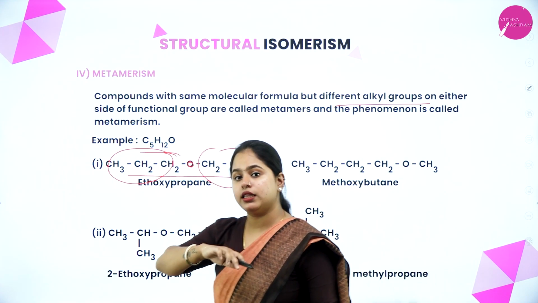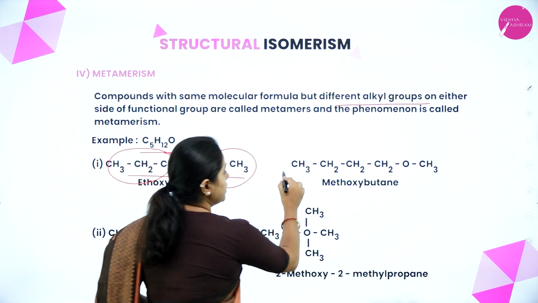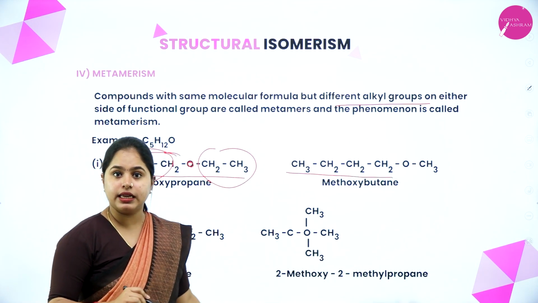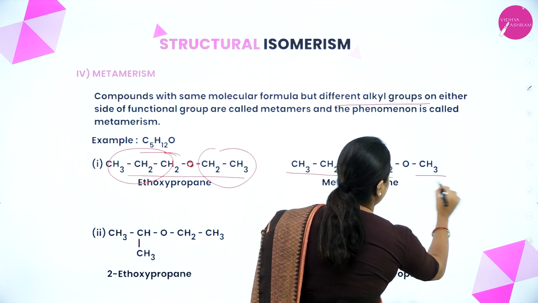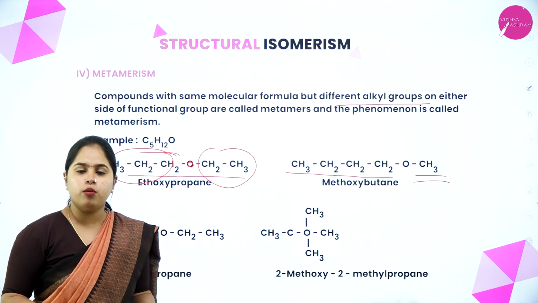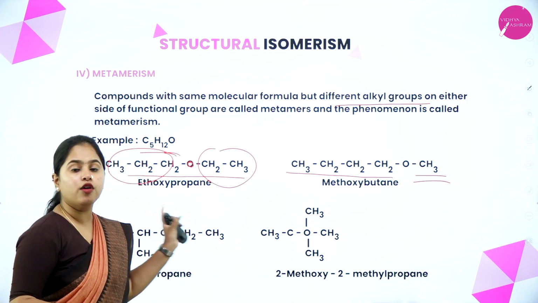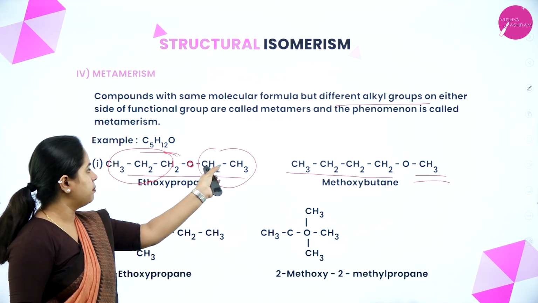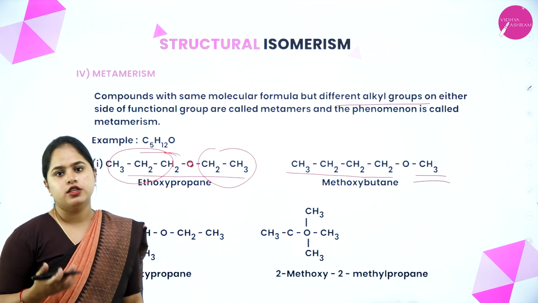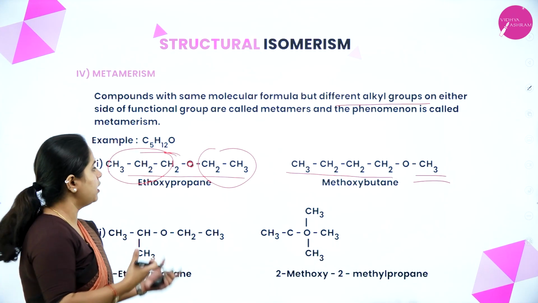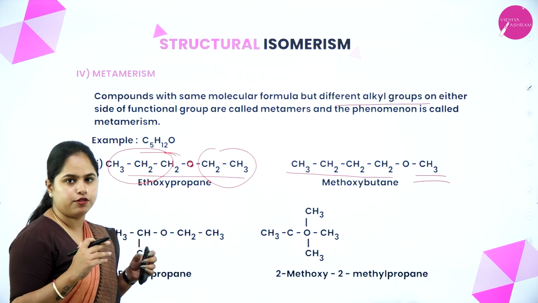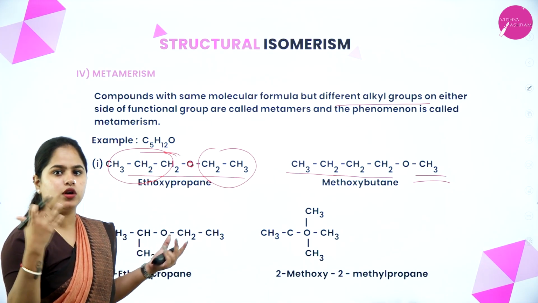What is the other isomer for this? I can write CH3CH2CH2CH2, butyl, and on the other side I can have the methyl. If you compare these two, the molecular formula will be same, just the arrangement of alkyl groups is different. I can make it ethyl and propyl or butyl and methyl. So both are having same molecular formula, just the number of carbon atoms present on either side of the functional group will be different. That is, you get different alkyl groups on either side.